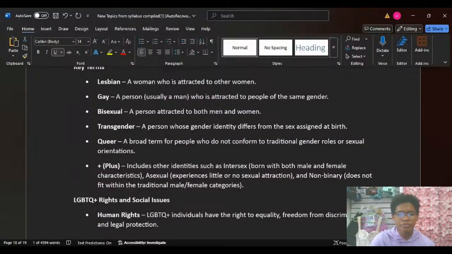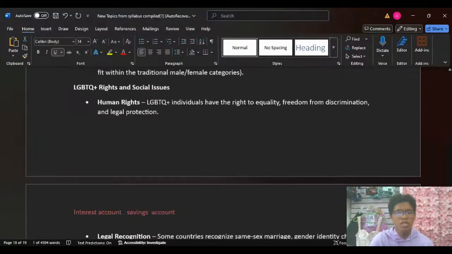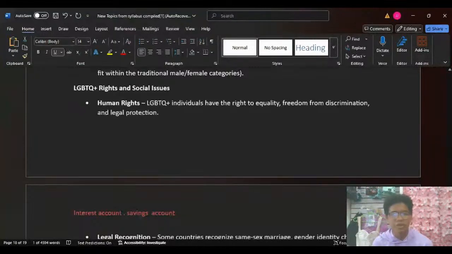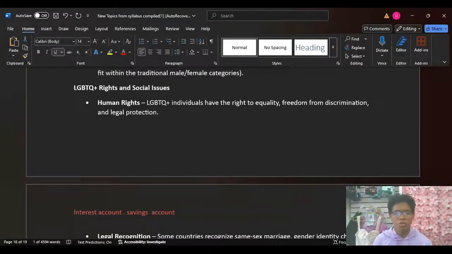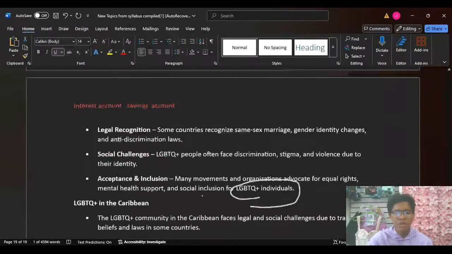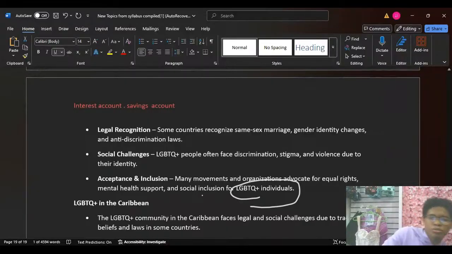So let's look at the LGBTQ plus rights and social issues, human rights. The LGBTQ plus individuals have the right to equality, freedom from discrimination, and protection. For the moment, they are protected from discrimination, though legal laws may change. In some cases, you could even be fined, depending on the country you are in. Legal recognition: some countries recognize same-sex marriage, gender identity changes, and anti-discrimination laws.